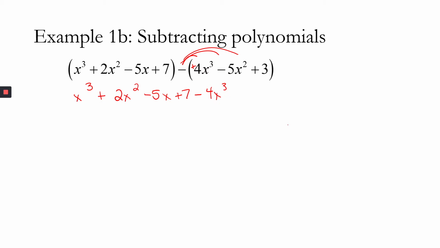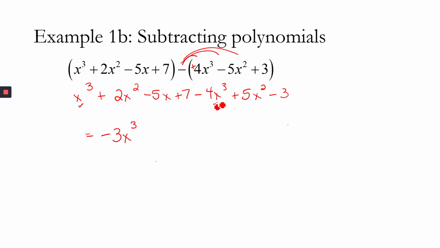This was a minus 5x squared. Now it becomes a plus 5x squared. This was plus 3. Now it's minus 3. Now I'm going to go through and combine my like terms. So I have an x to the third and a negative 4x to the third. That becomes negative 3x to the third.